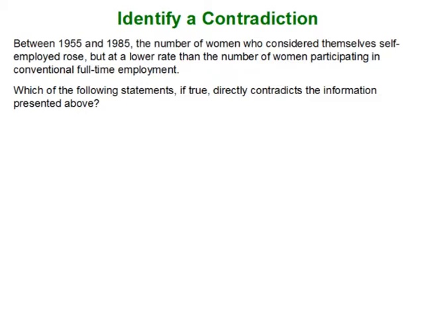in the ballpark of what function the answer choice needs to perform. So here we've got some numbers again, 55 to 85. We've got the number of women who considered themselves self-employed rose, okay?